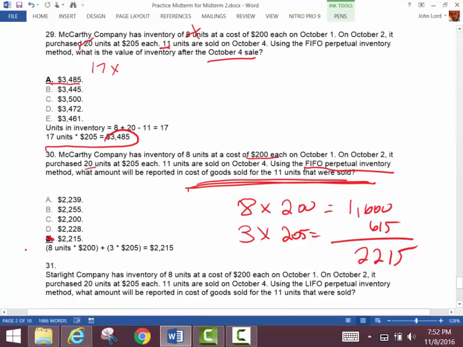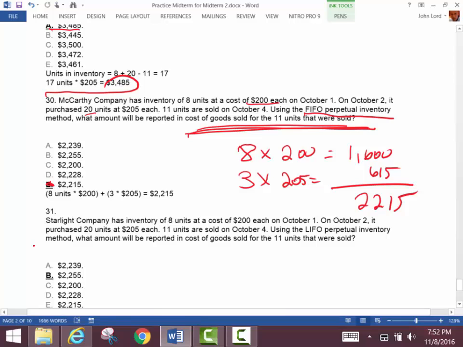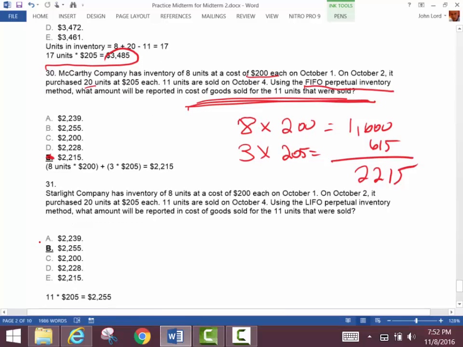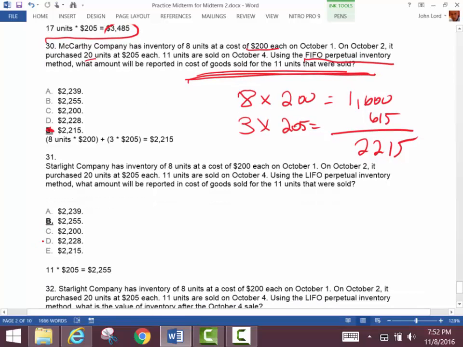Okay, good. Here we go. I knew that somewhere we got into the same fact pattern for LIFO. And we want cost of goods sold for LIFO. So we're going to sell, how many did we sell total? 11. So we're going to sell straight from here, aren't we? Since those were the last in, first out. So 11, all at 205, gives me that answer.